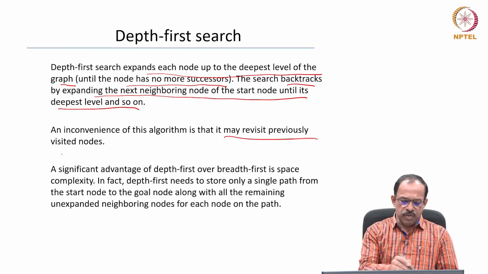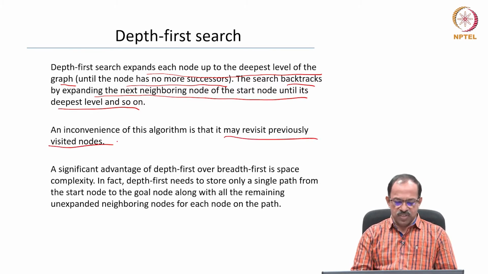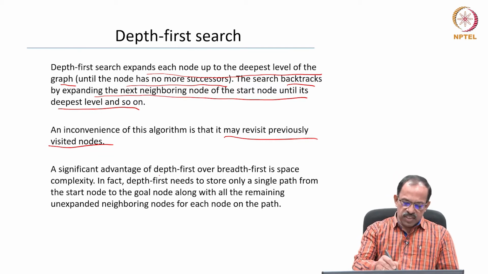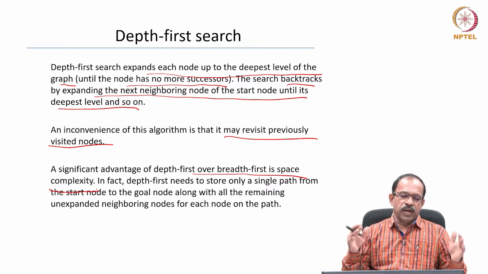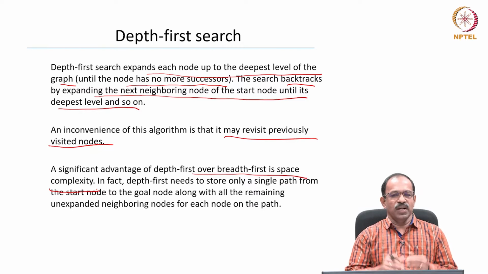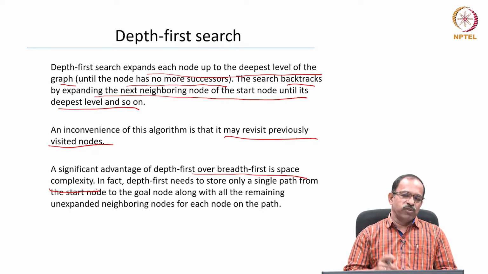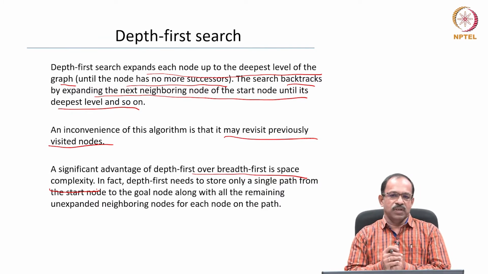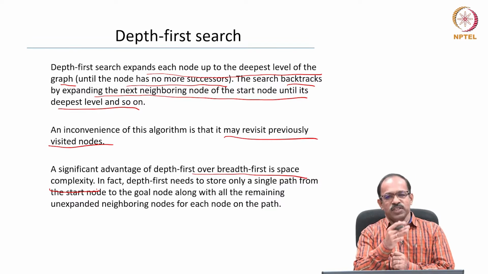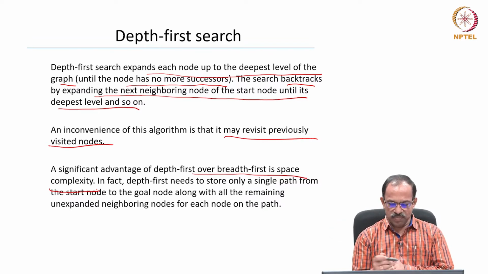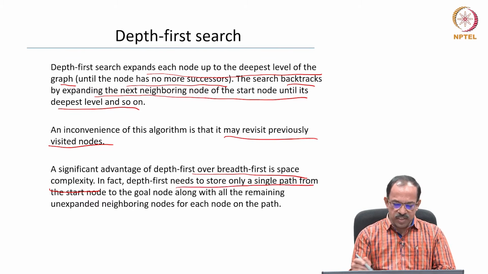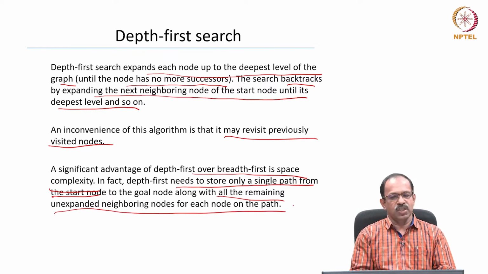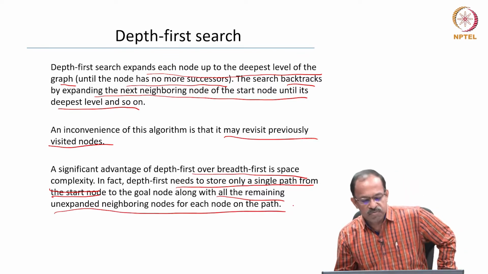It may have to revisit previously visited nodes many times because of the depth first approach, but the advantage is that it is efficient in space complexity. You do not need to store all the information as the search progresses. It will record only if it reaches the goal node; otherwise it need not record all the information. It needs to store only a single path from the start node to the goal node, along with all the remaining unexpanded neighboring nodes for each node on the path. So, this is the depth first approach.